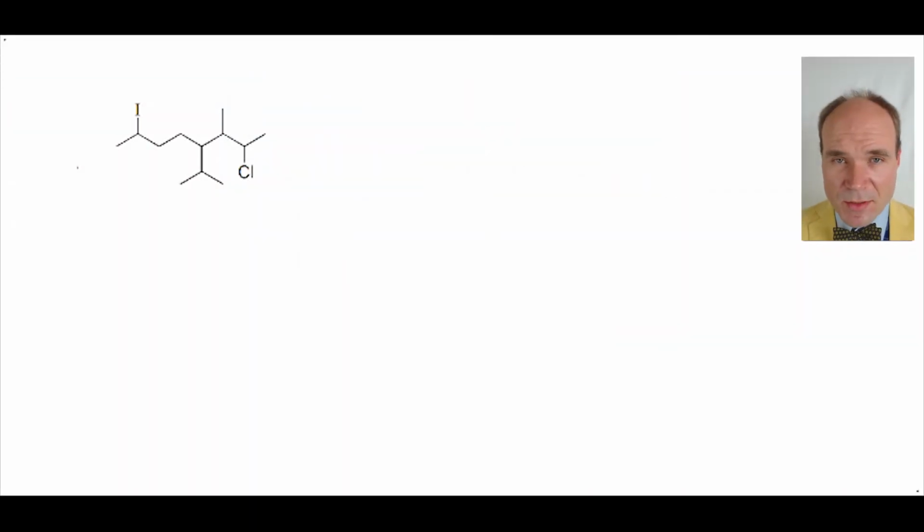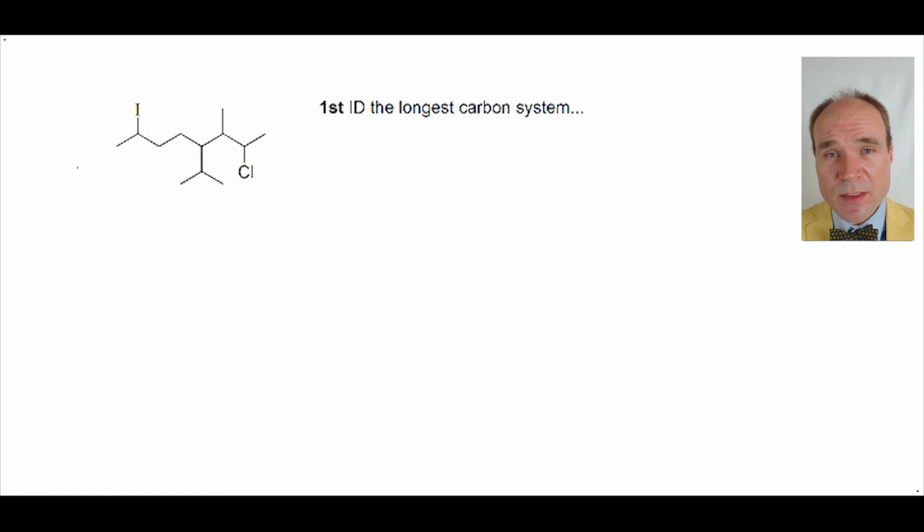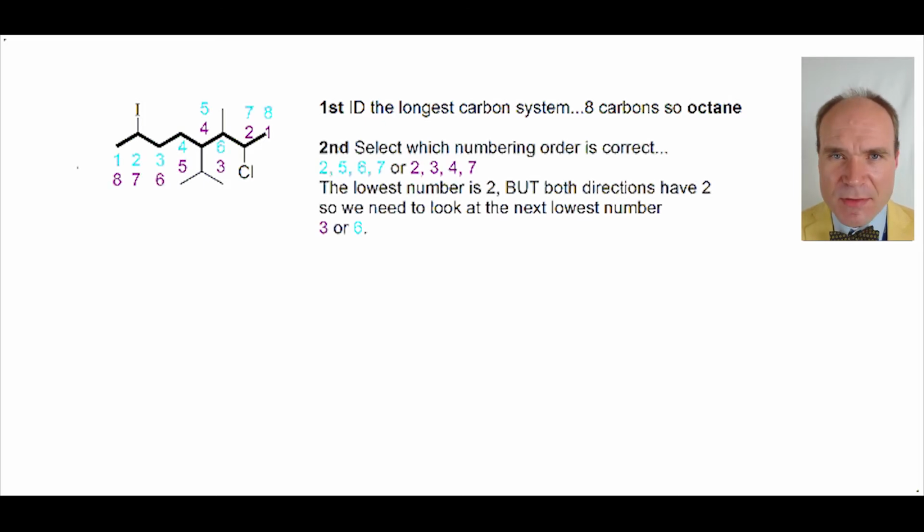About naming this molecule? Well, first of all, we want to look at the main chain, the longest continuous carbon chain. Here, the longest chain is 8 carbons long, so the main chain name is octane. Next, we want to consider the location of the functional groups attached to the main chain.